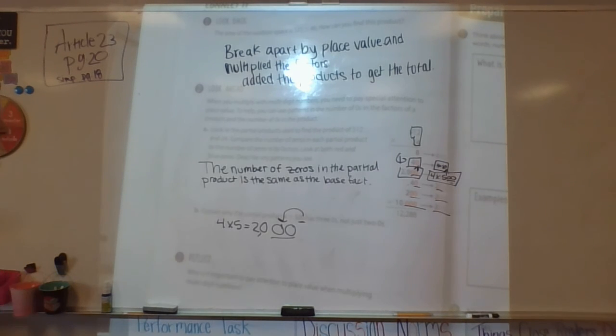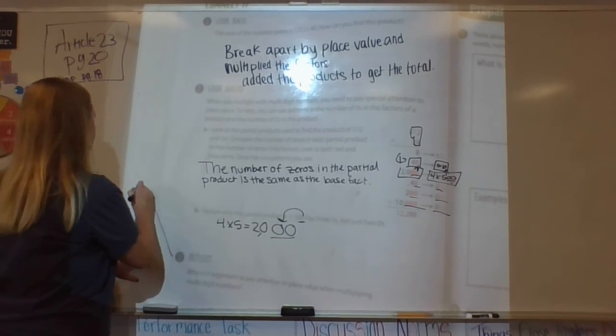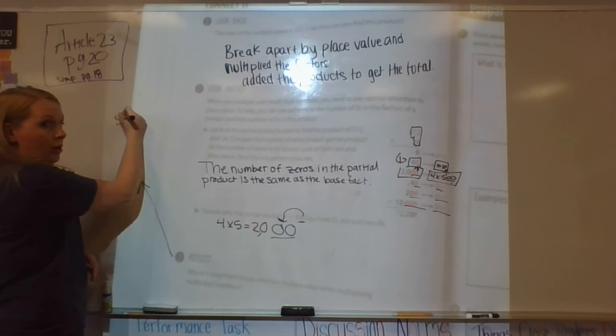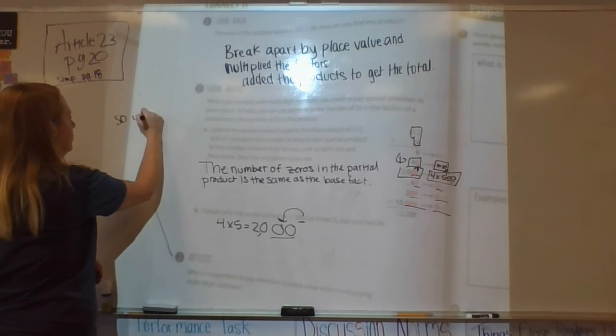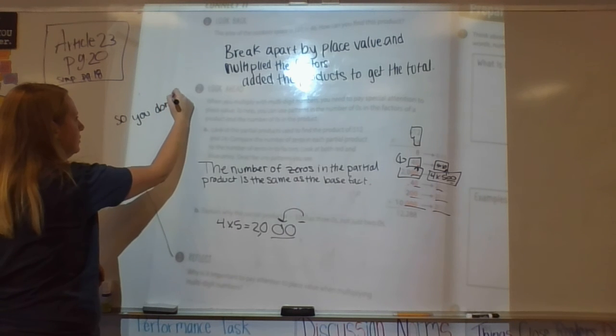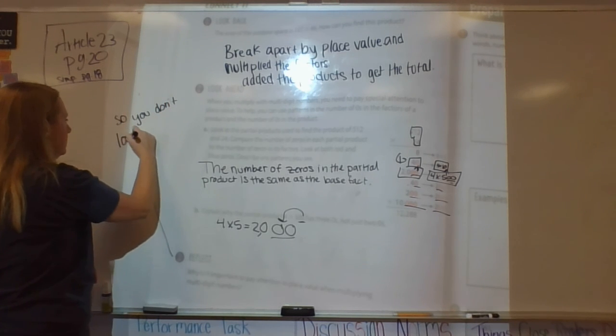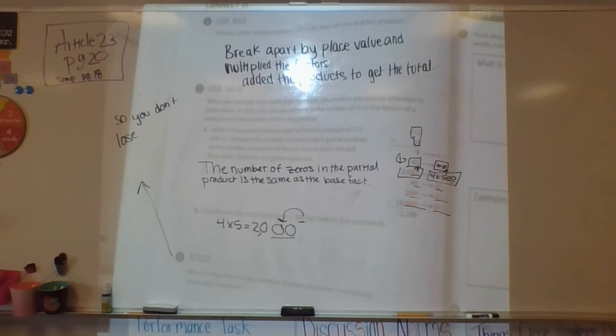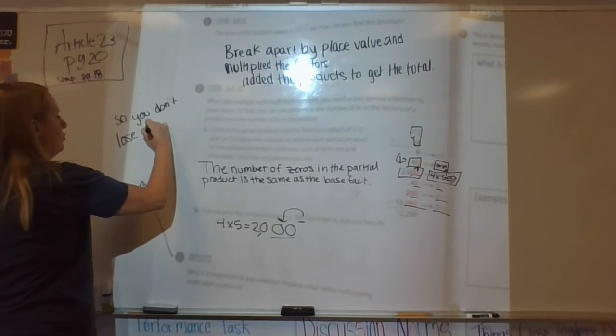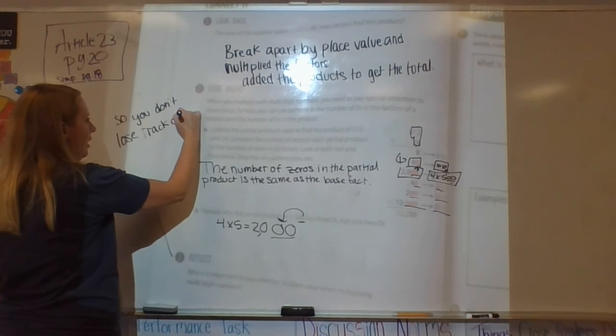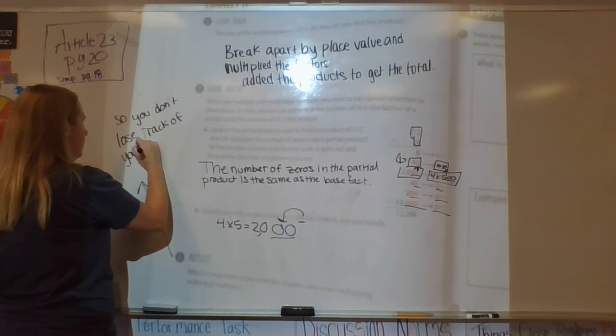So why is it important to pay attention to place value when multiplying multi-digit numbers? So that you don't lose track. Okay? I'm going to write it up here because I'm out of room. So you don't lose track of your value.